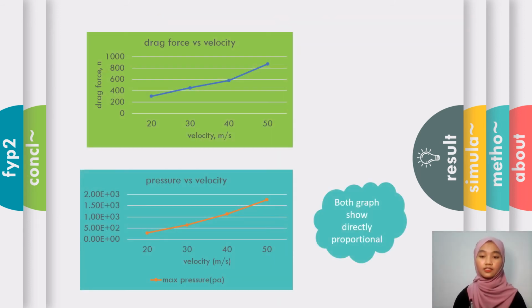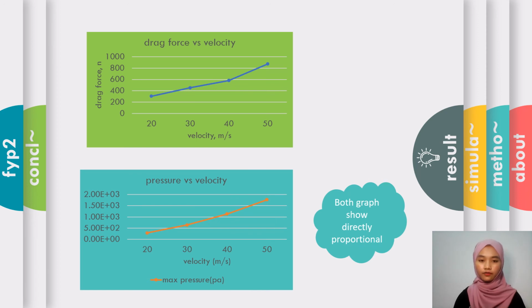Okay, I will explain the two graphs shown in the slide. The first graph is the drag force versus velocity. We can see that the drag force increases along with the velocity increase. This is because drag force is the resistant force caused by the motion of a body through a fluid such as water or air. The drag force also acts on the same axis as the velocity flow axis.